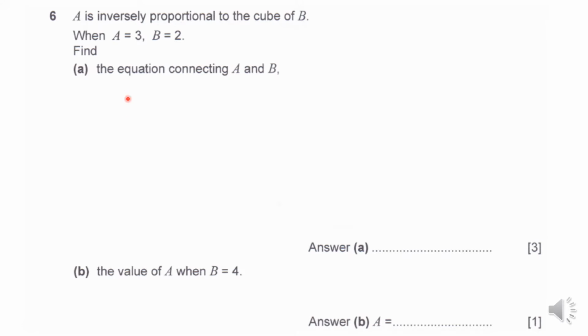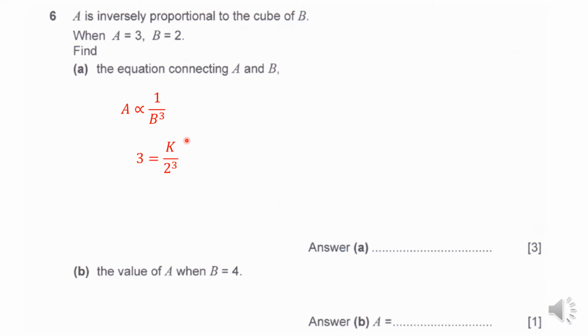Right, so we have a is inversely proportional to the cube of b, so it's a variation problem. When a is equal to 3, inversely proportional, you need to know the formula. A is inversely proportional to, so you have 1 over b cubed. Now we are given values of a and values of b, so we need to come up with what is known as the constant of variation.